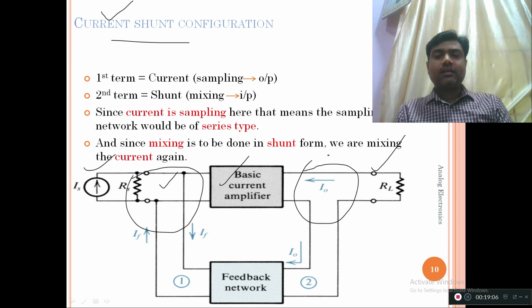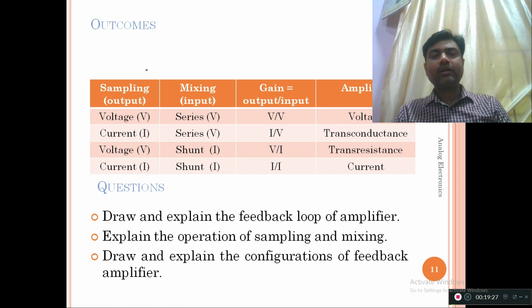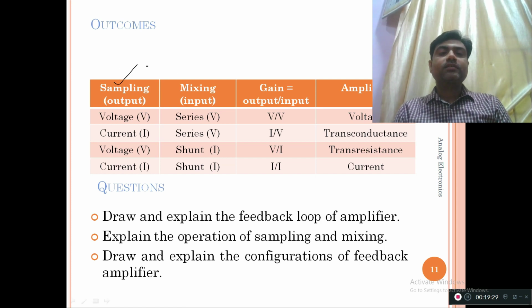So it can also be known as the series shunt type of configuration, because we are mixing in the series and we are taking the output in the shunt form. So we can easily determine what are the outcomes of today's circuit. Here I have drawn a simple table to make you comfortable about what is sampling, what is mixing, what is the gain, and what this amplifier means for us.